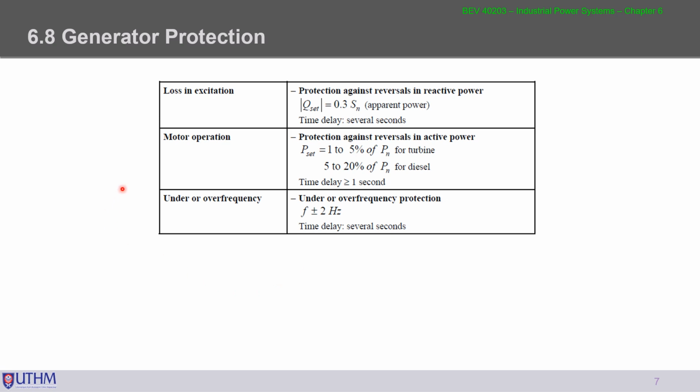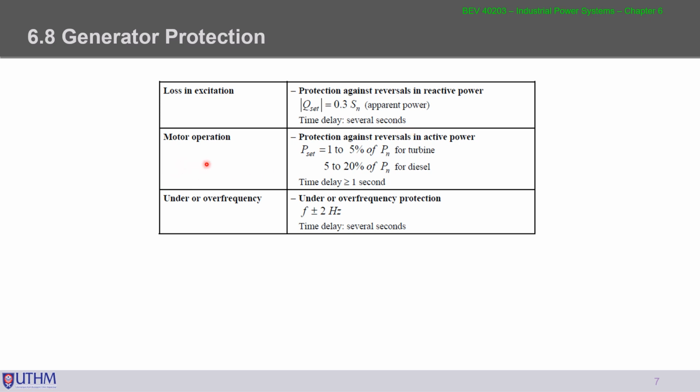Okay, next is loss of excitation. The protection used is protection against reversal in reactive power, and the Q set is equivalent to 0.3 SN, which is S nominal, representing apparent power, and the time delay is several seconds.